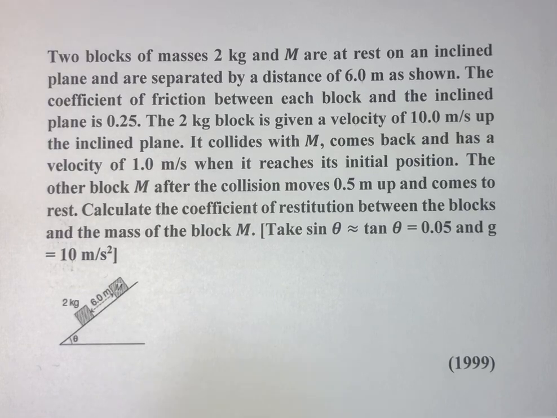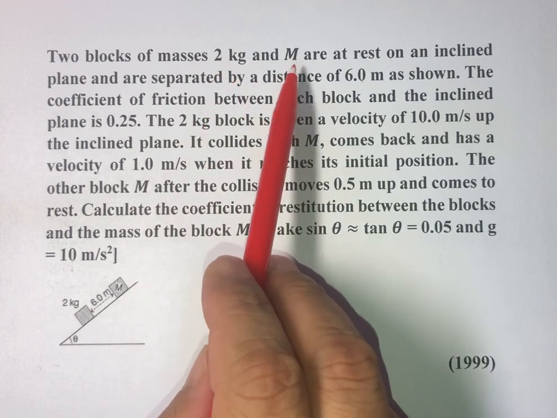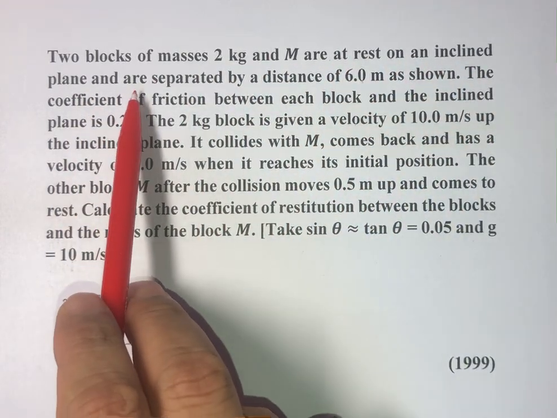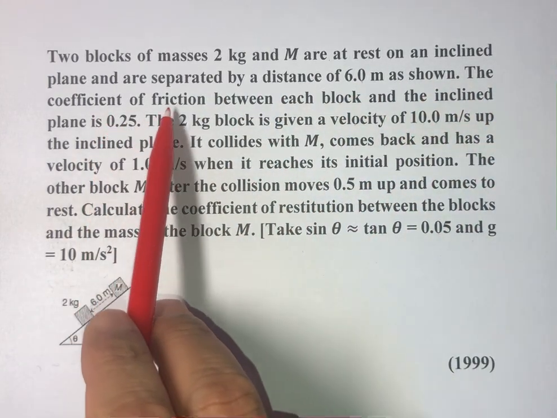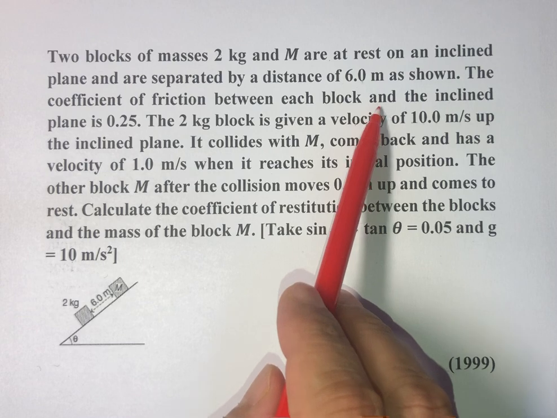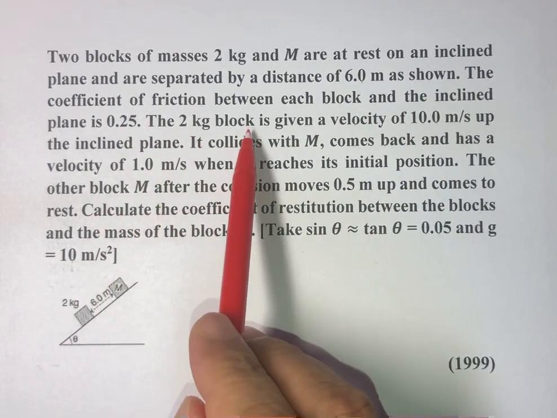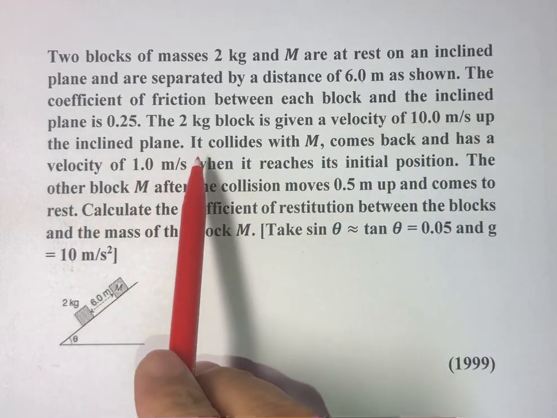Hello friends, today's question. Two blocks of masses 2 kg and capital M are at rest on an inclined plane and are separated by a distance of 6 meters as shown. The coefficient of friction between each block and the inclined plane is 0.25. The 2 kg block is given a velocity of 10 meters per second up the inclined plane.